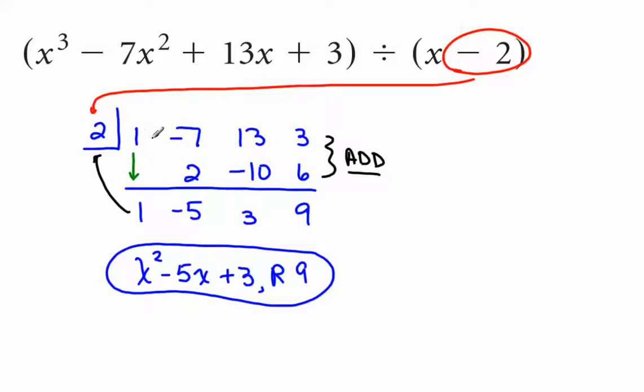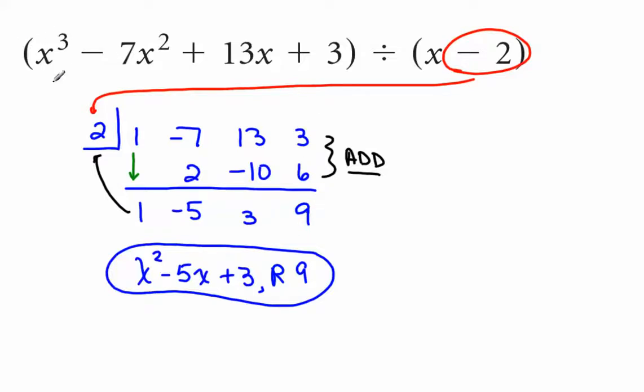Leave some room and get started. Drop this down, that's a 1. You don't have to really think about that. And then we multiply. So that's 2, and then I'm going to add my rows, get a negative 5, multiply, get negative 10, add and get 3, multiply one last time, get 6, add and have a 9.